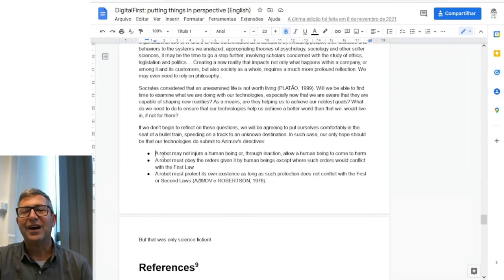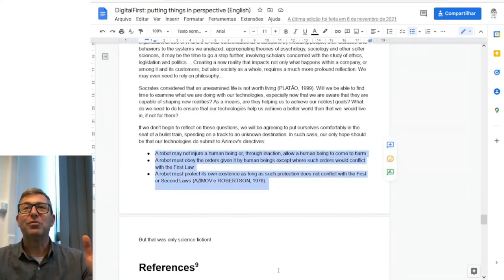Asimov once said, concerned with the fact that our machines are each time taking more decisions, that a robot may not injure a human being, or through inaction allow a human being to come to harm. These are his three rules for robots. A robot must obey the orders given by human beings, except where such orders would conflict with the first law. And the third law, a robot must protect its own existence as long as such protection does not conflict with the first or second laws.